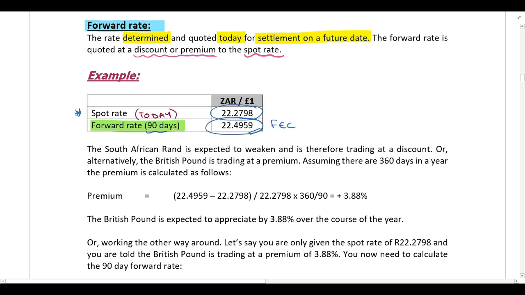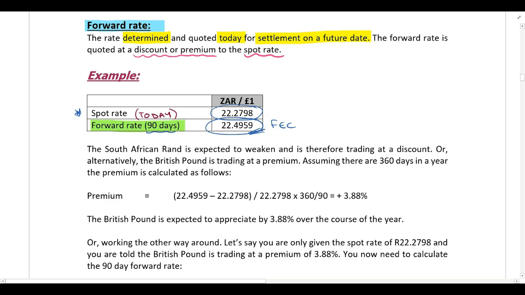But if I only need to pay for the machine in 90 days' time, there's a risk that the exchange rates are going to change during that period and the machine is going to end up costing me more money. So what a lot of companies do is they say they don't want to be exposed to that risk. They don't want that uncertainty because we don't know what's going to happen with exchange rates. So they go to their bank and they fix the rate today.